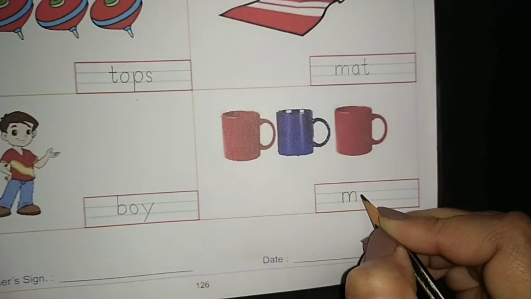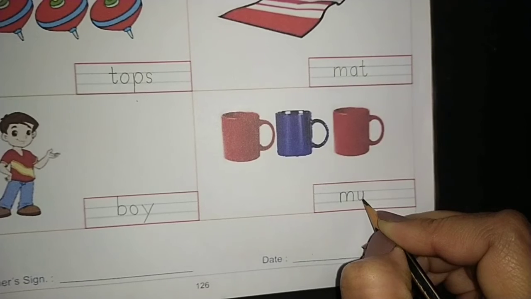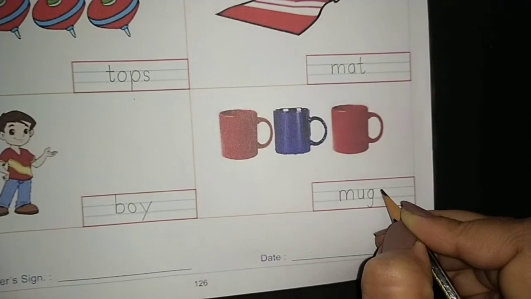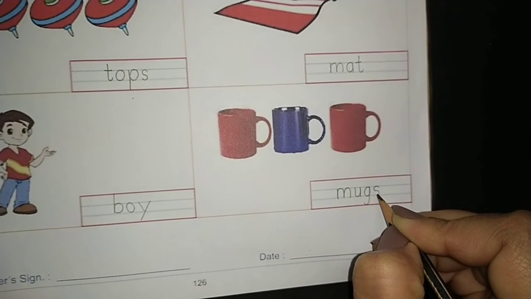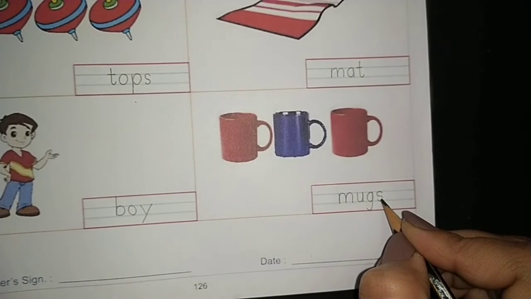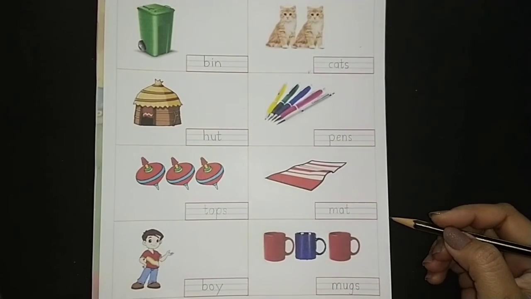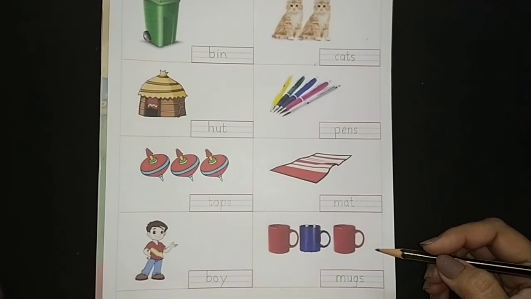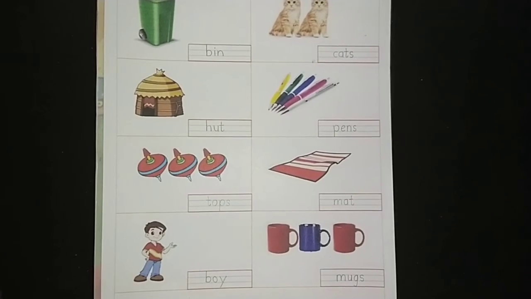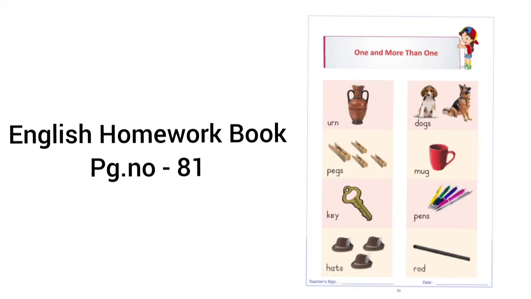M-U-G, and we will put magical S, MUGS, mugs. See kids, like this way you have to finish your writing work in your English classwork book, page number 126. Kids, you also have to read the words in our English homework book, page number 81.